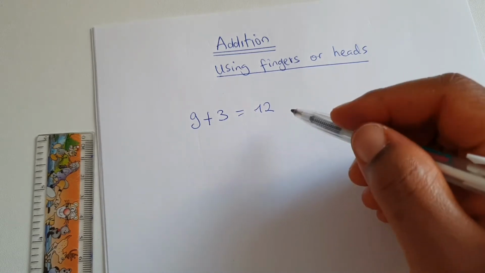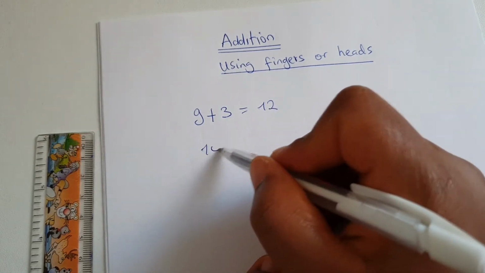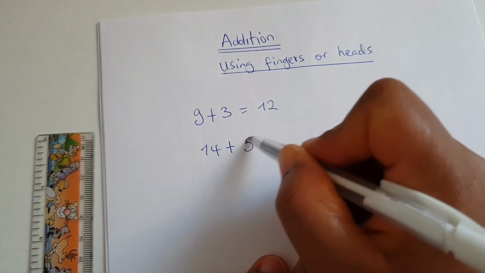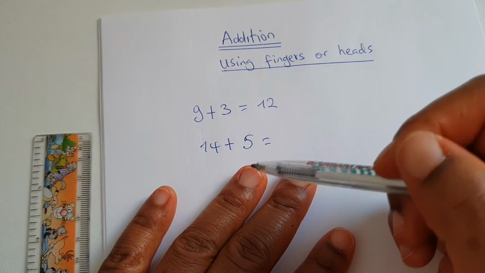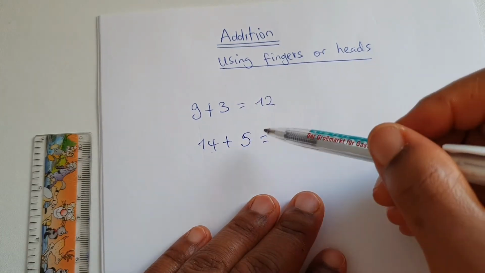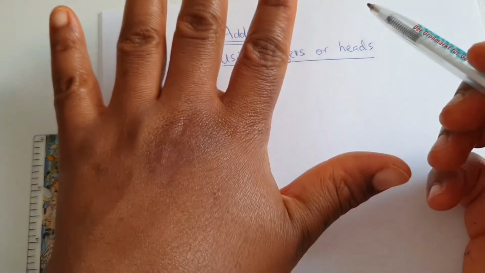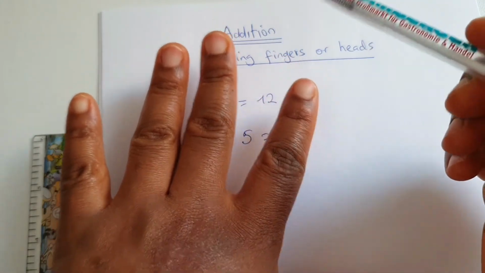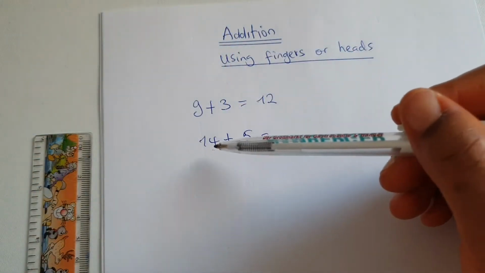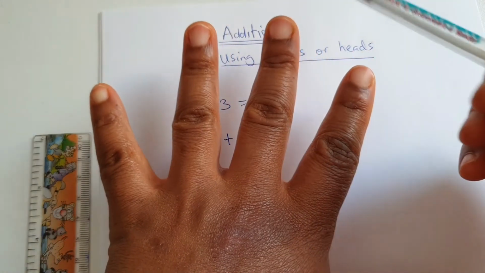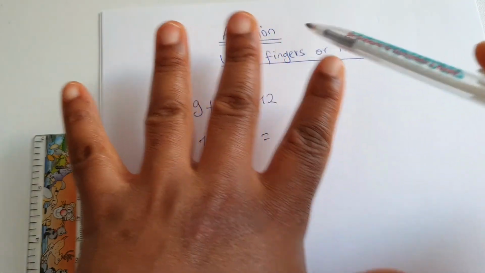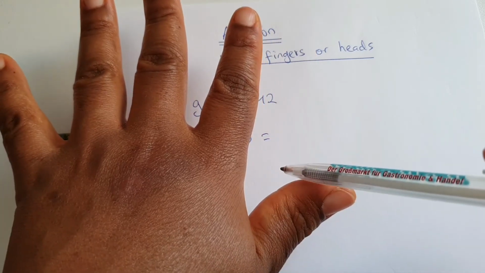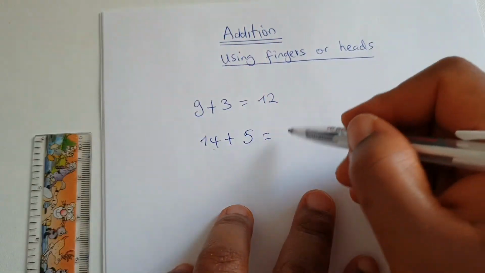Then I have 4. Now I have 14 plus 5. I have already 14 in my head or here. So I will add it to 5. Then I will show my 5 fingers. Then 15, 16, 17, 18, 19. The 19 should be your answer.